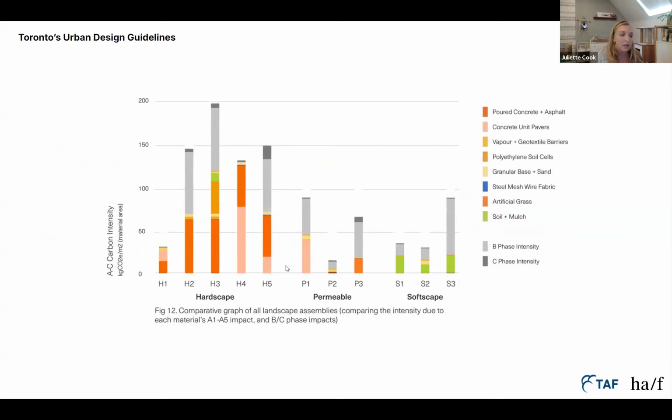And so this graph is showing us to the left, the hardscapes typically are higher carbon intensity, driven by the orange poured concrete and asphalt, that lighter peach color concrete unit pavers, and then the lower carbon ones over on the softscape side of the graph. And in this case, we wanted to capture the B phase and C phase emissions, particularly the B phase emissions. So we're seeing the replacement of materials throughout the service period of the assessment.